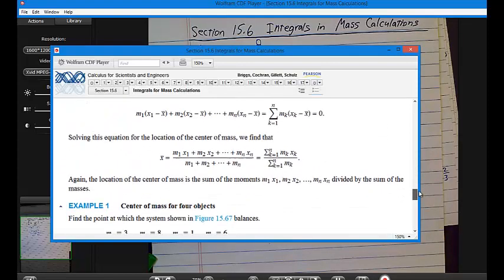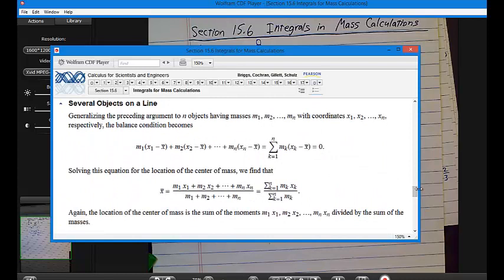All right, number 3. So next they say, what if you have lots of objects on the line, not just two? See, I like the progression. Well, we have so many that we're going to bring the Greek letter sigma there, right? And now x bar looks like this. With me so far?